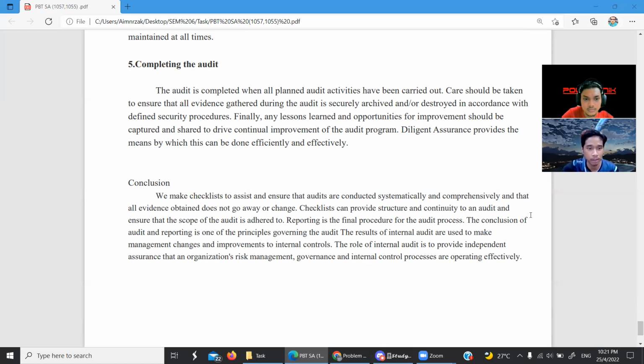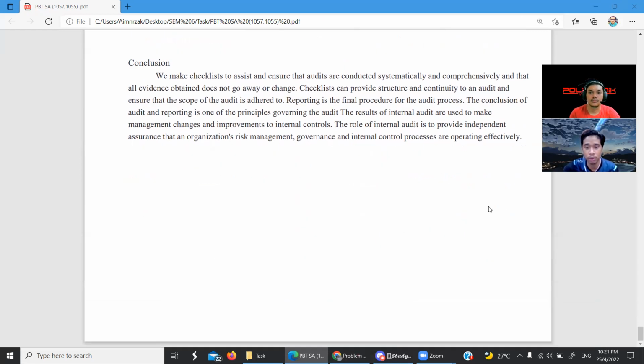And the last one is the conclusion. We make checklists to assist and ensure the audits are conducted systematically and comprehensively, and that all evidence obtained does not go away or change. Checklists can provide structure and continuity to an audit and ensure that the scope of the audit is adhered to. Reporting is the final procedure for the audit process. The conclusion of audit and reporting is one of the principles governing the audit. The results of internal audit are used to make management changes and improvements to internal controls.